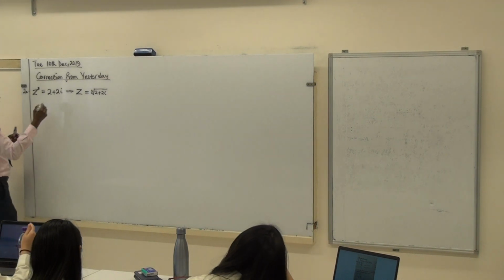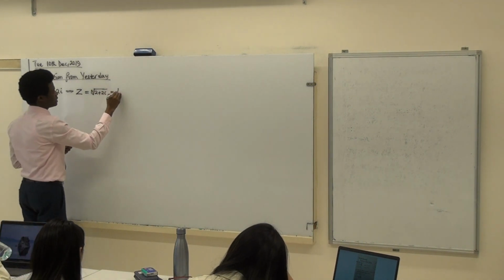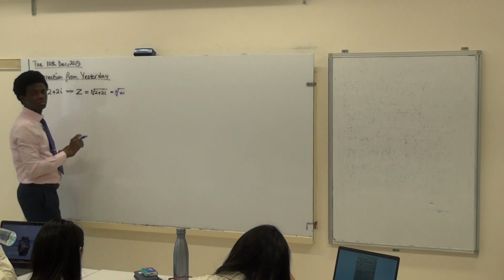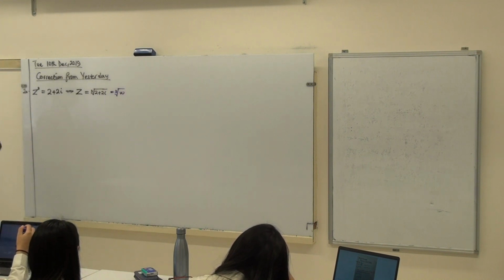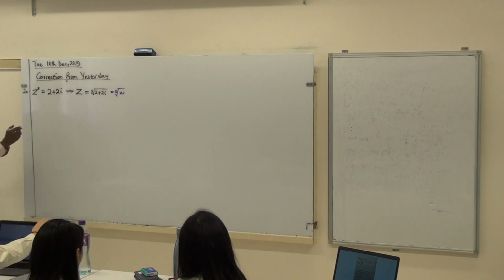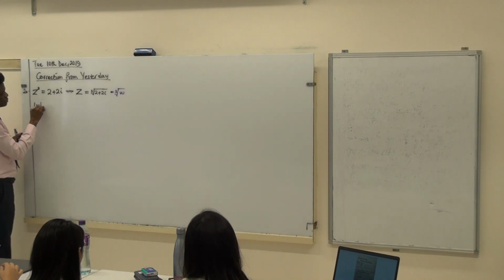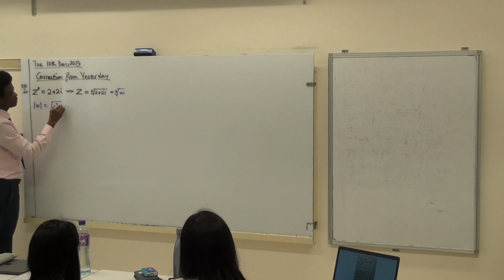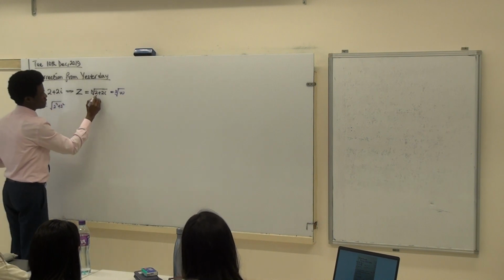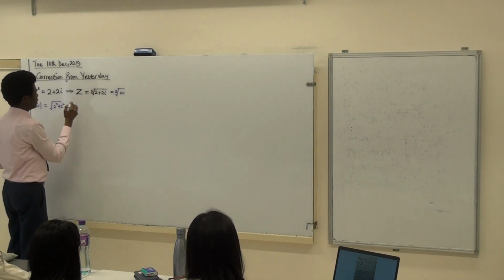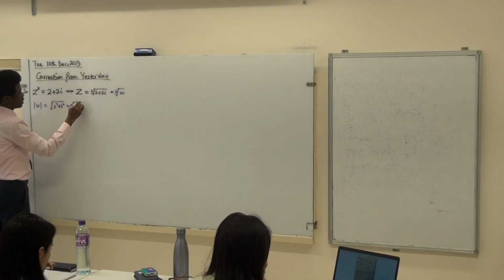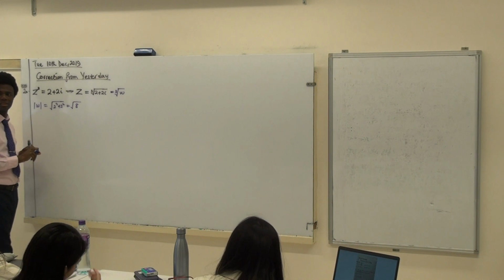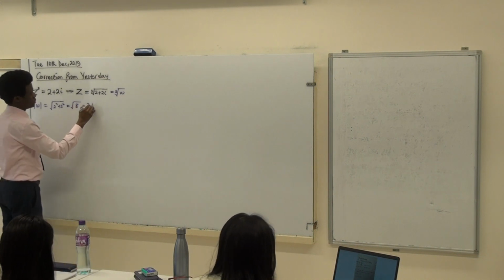So the first thing, yesterday I said this is more or less the cube root of w. So my focus is now on w. I find the modulus of w, I find the argument of w. For the modulus of w, I get the square root of 2 squared plus 2 squared. And that gives the square root of 8, which is 2 root 2.